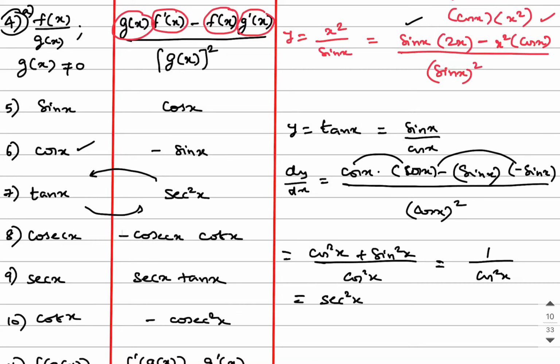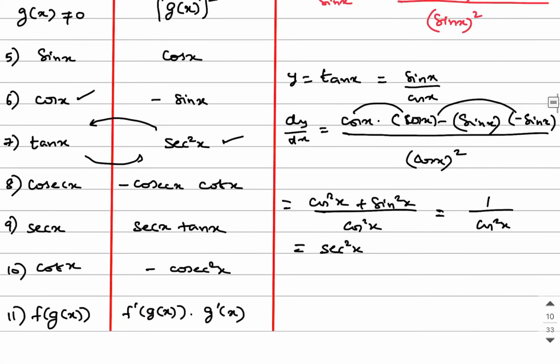In a similar way, you can derive the formulae for cosecant x, secant x and cot x by applying the f of x by g of x rule, and you will get the corresponding formula. What are they? The cosecant x derivative is minus cosecant x cot x, secant x is secant x tan x, cot x is minus cosecant square x.